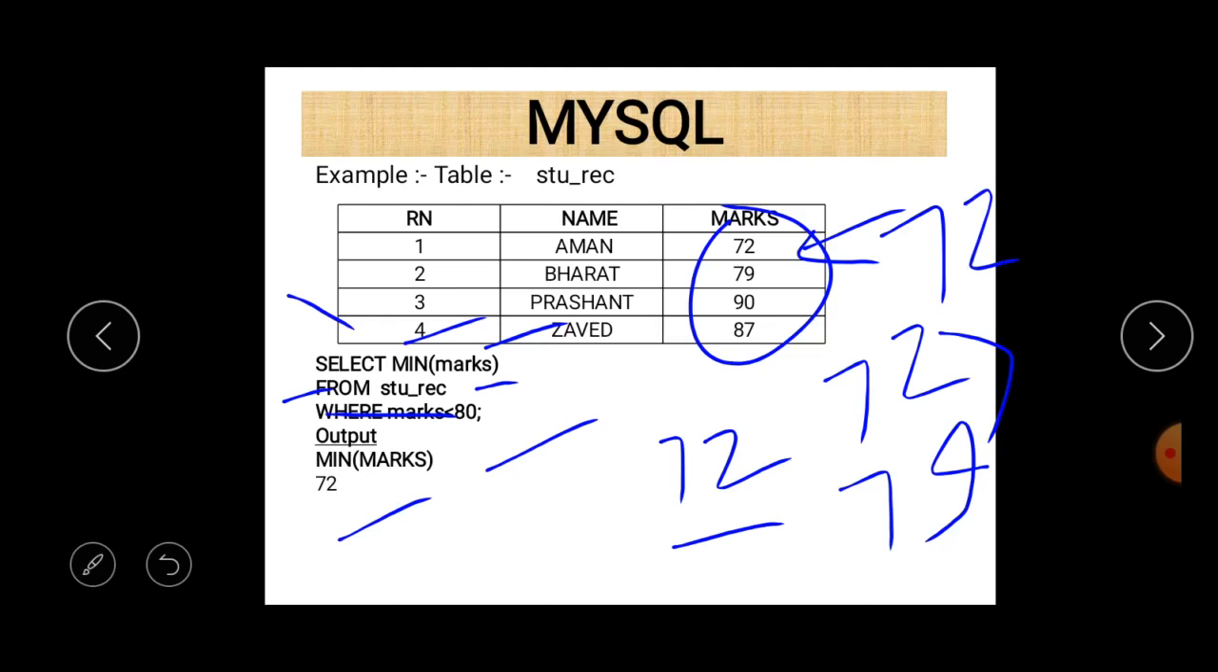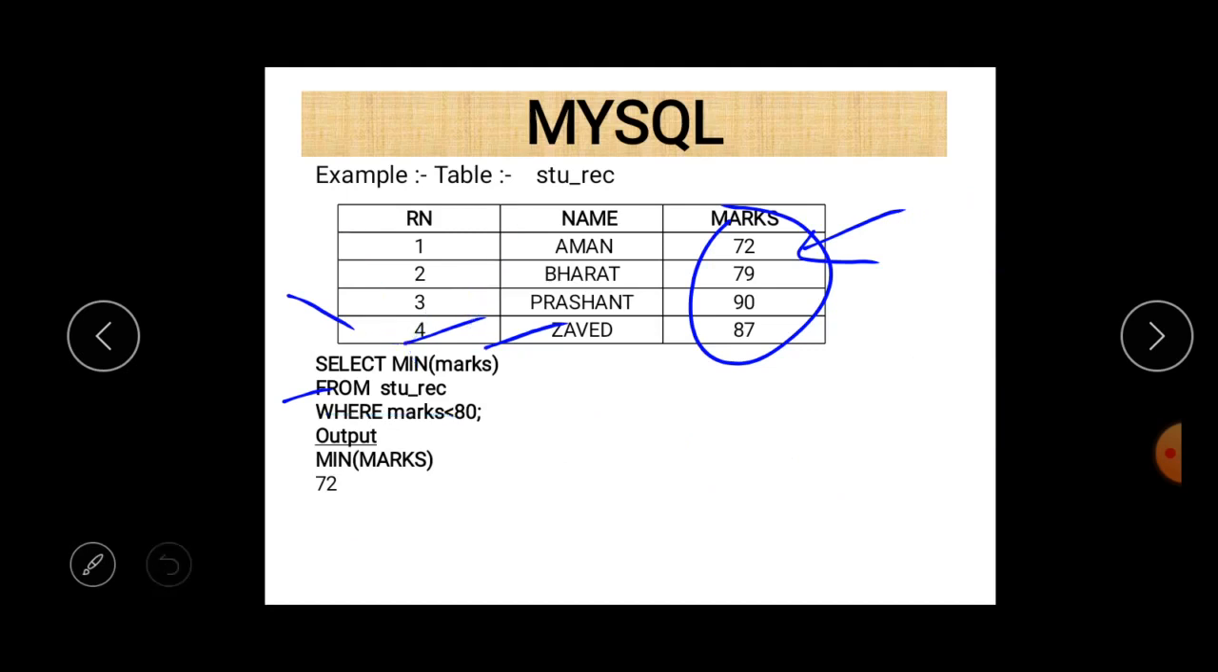First of all, aggregate functions should be used with the SELECT statement, and then after that write the name of the function, and within parentheses write the name of the column. In this case the name of the column is marks, so it will calculate the minimum marks in the column marks.